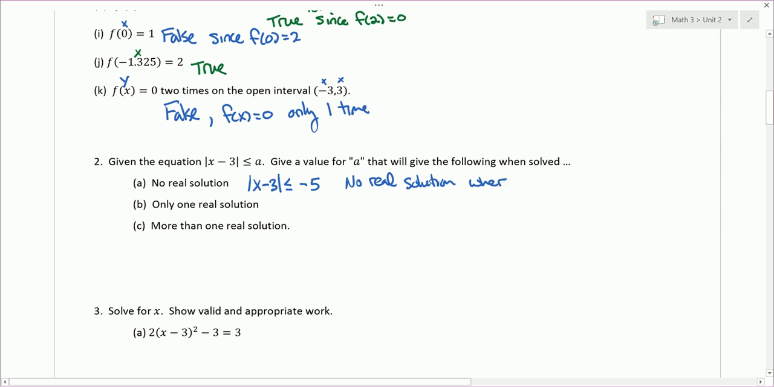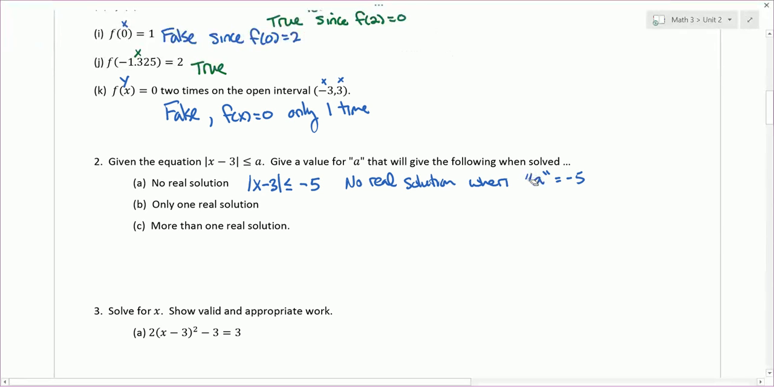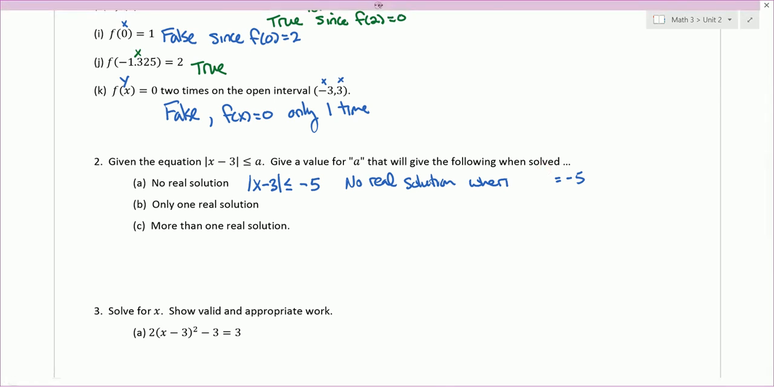a, that's an n, equals negative 5. Don't have to put the quotations around a. I just did. I'll change it. Okay.